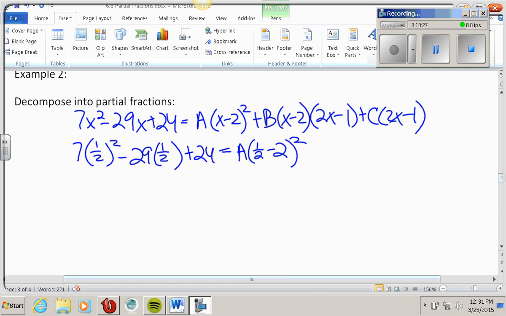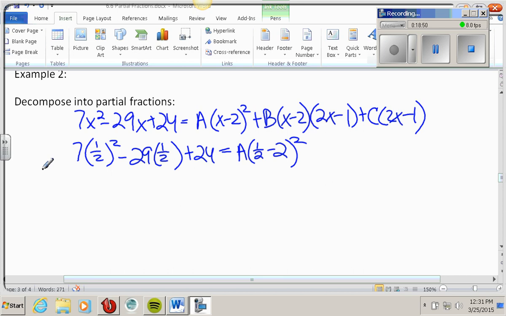Okay, so see what I did there? I substituted 1/2 in for x. I don't even have to write what's multiplied by b and what's multiplied by c because it's being eliminated, because 2x minus 1, if you substitute in 1/2, is 0. So this is all we're left with. Okay, and then go ahead and solve for a.